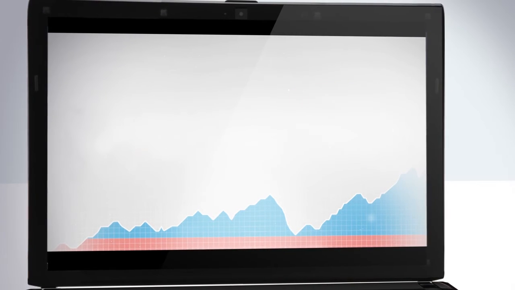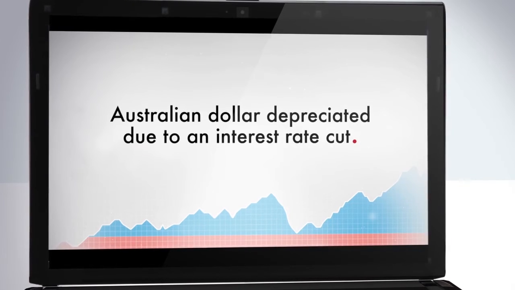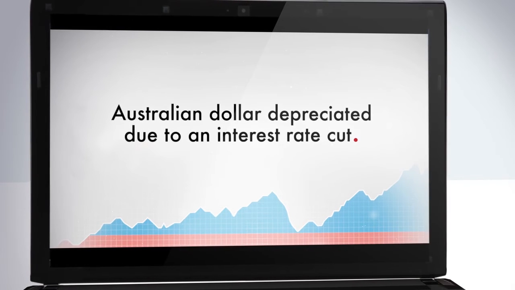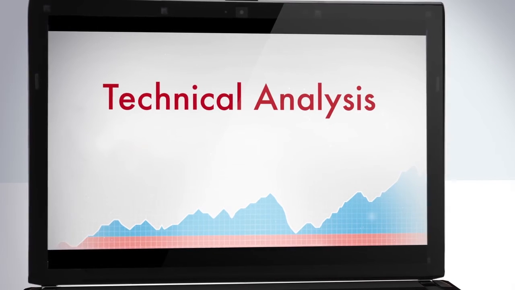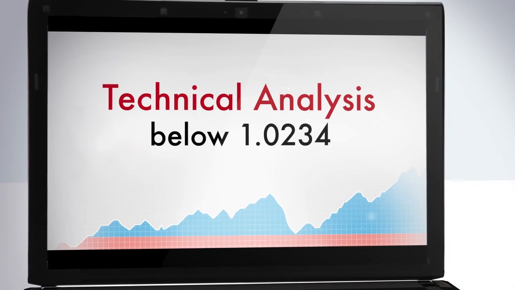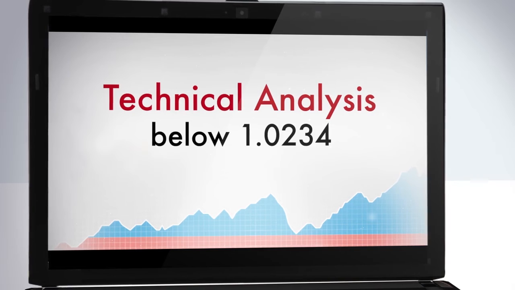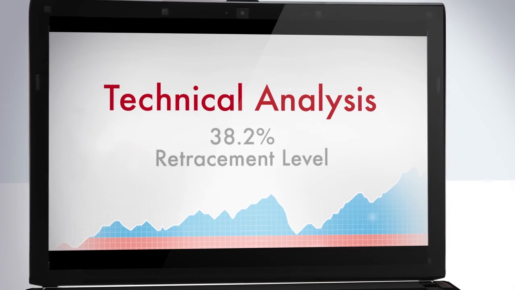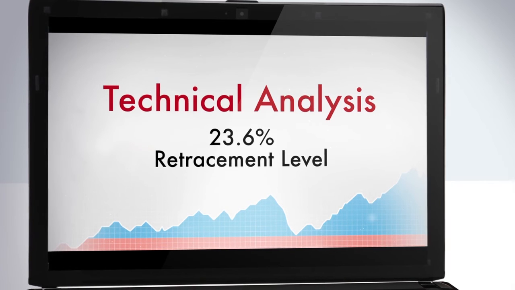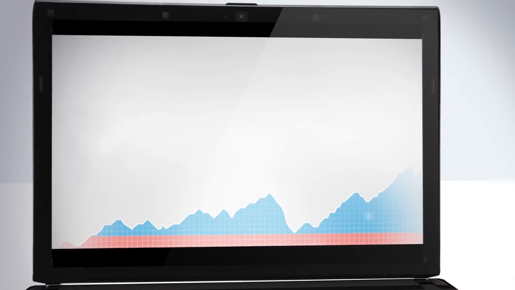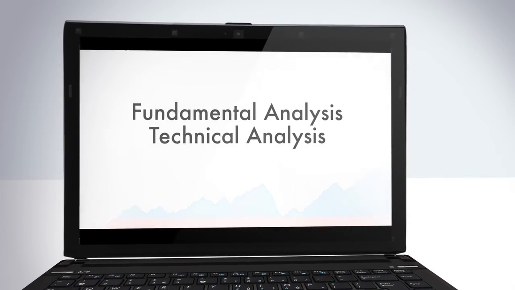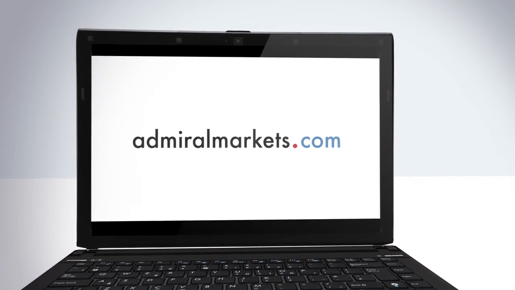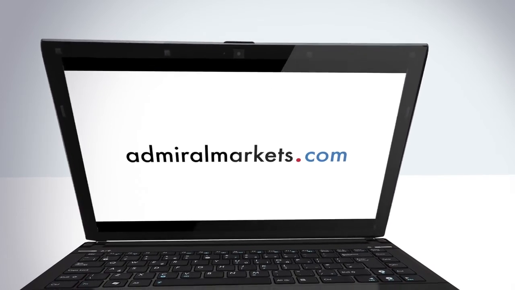Fundamentally, the Australian dollar depreciated due to an interest rate cut, which fueled the economy with a higher money supply. Technical analysis offered the point of entry below 1.0234 level and subsequent points of exits at 38.2% and 23.6% retracement levels. This was a brief overview of the two primary approaches of analysing currency markets. Fundamental and technical analysis will be covered in more detail in the following tutorials.